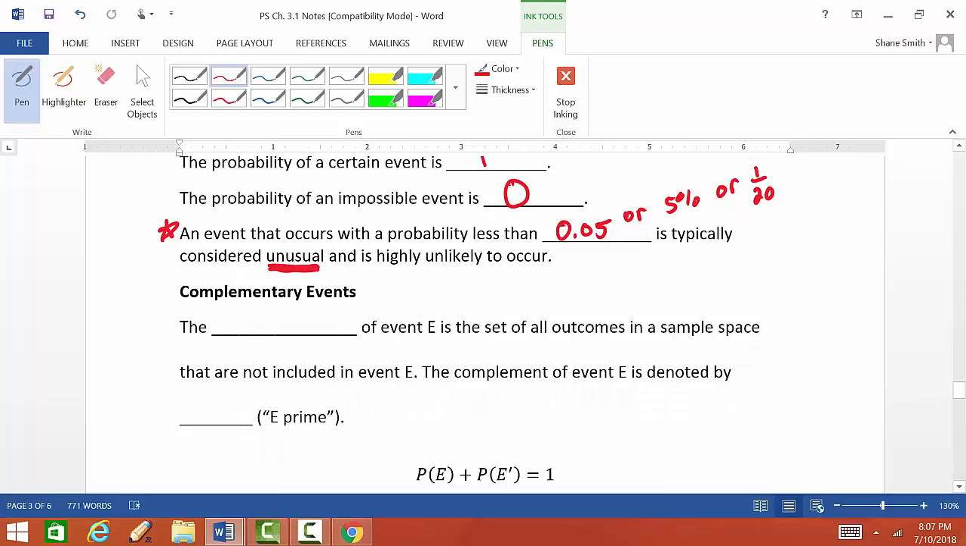And complementary events. The complement of an event is the set of all outcomes in the sample space that are not included in the event E. And this is denoted by an E prime. It's also denoted, by the way, by an E superscript C, or you might see an E -1. I've seen that before. But the book uses E prime. This is not a 1. This is like a little apostrophe thing almost. And it's called E prime is what we call it.